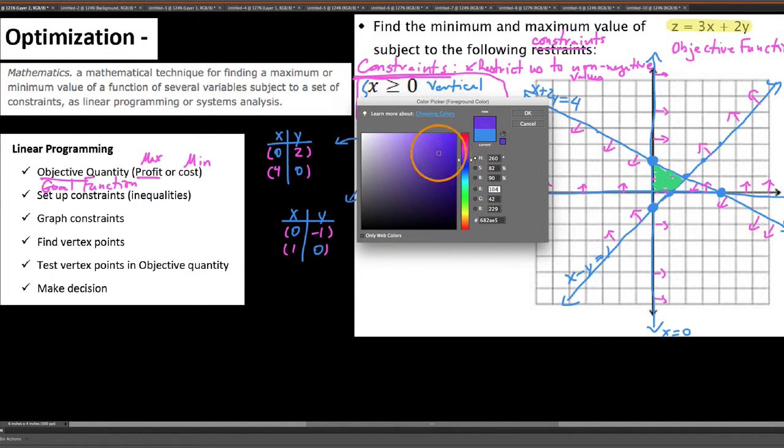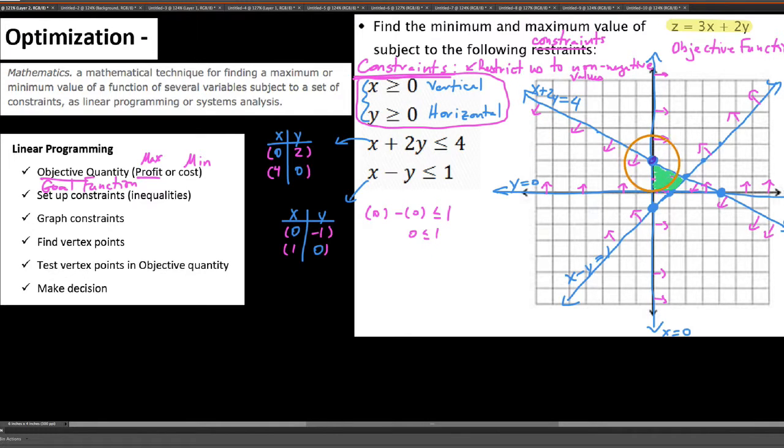Oh, we kind of did that. How about a dark purple? Its vertices of the feasible region are what we're going to be after. So what I can tell you is essentially this.